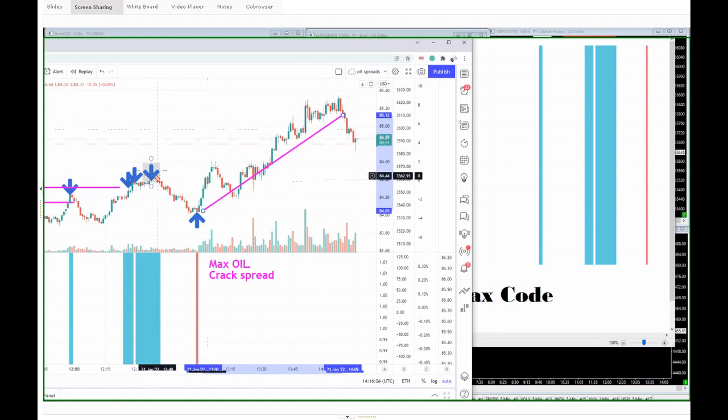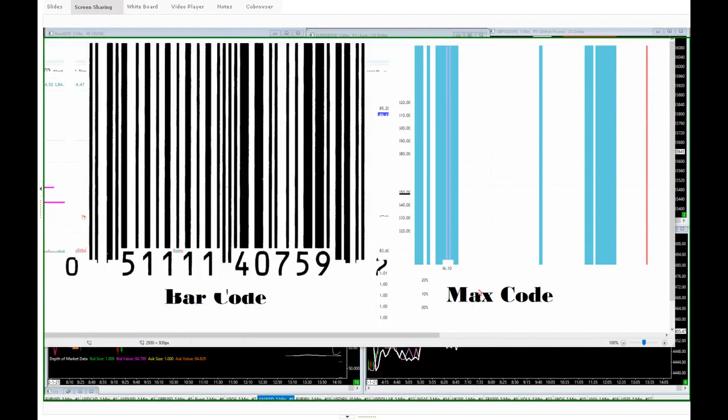So when we understand this, this should start to make sense. The idea that the Max code is trying to give you as traders information that you can decode into trades. Decode into trades.